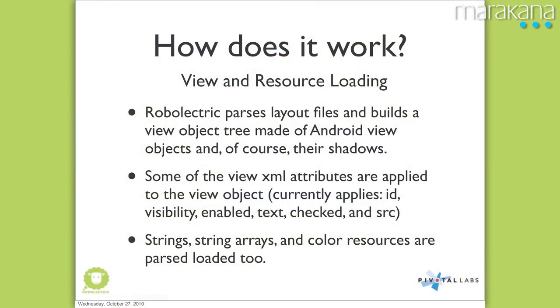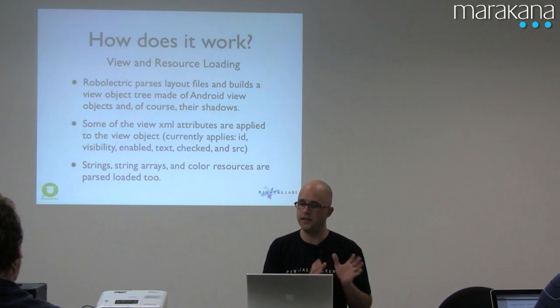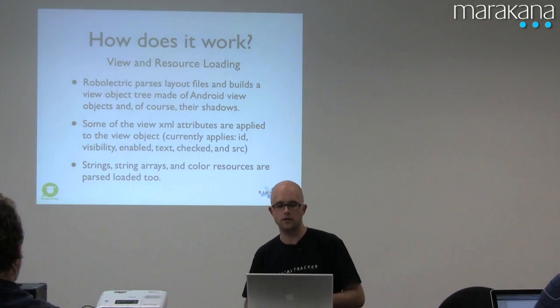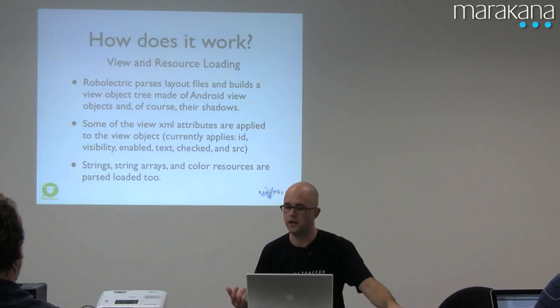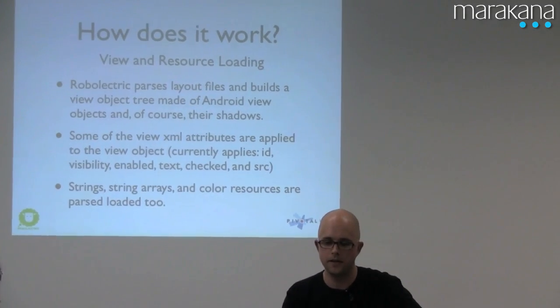The other major piece to what Robolectric is doing is view and resource loading. So all of the files that are under the resource directory of your project, such as your layout files, your IDs, your strings files, all of these types of files, they're getting parsed by Robolectric, and they will build a tree made of these Android view objects, and of course their shadows. So if you had a layout that was a linear layout and it had a button inside of it and a text view, you would get a tree of objects just like that, and you can actually reference them from your production code, and they can stand in, and you can do your tests outside of the emulator this way.